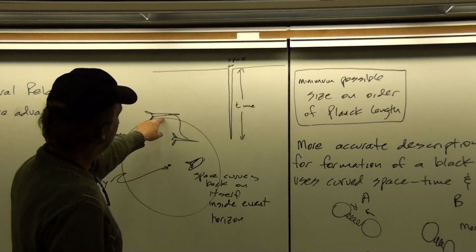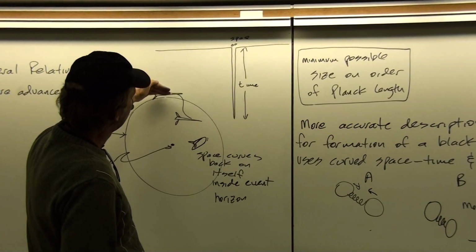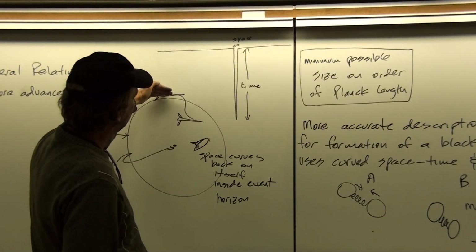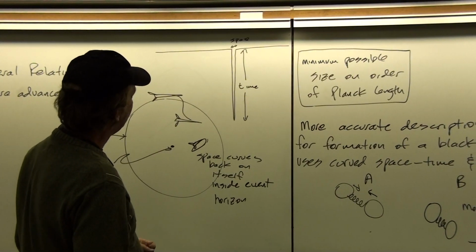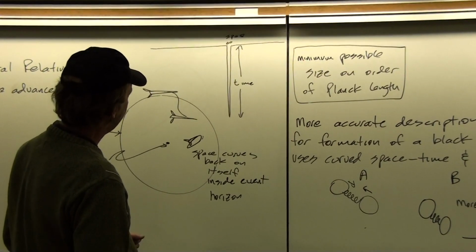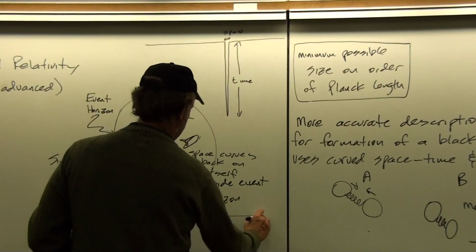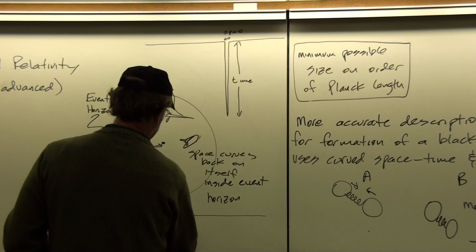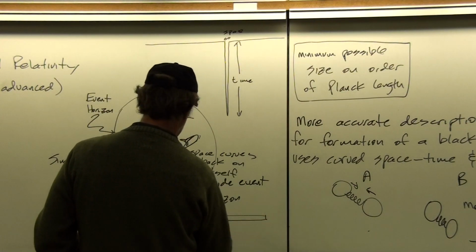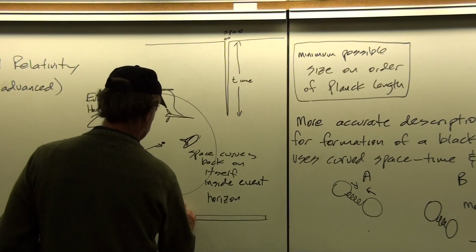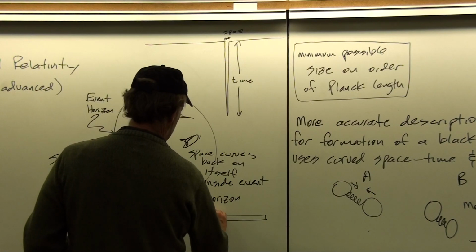And also recall that as the rocket approaches the event horizon, more and more time is going to elapse if they're viewing the Earth. And so this is 1 second near the event horizon.